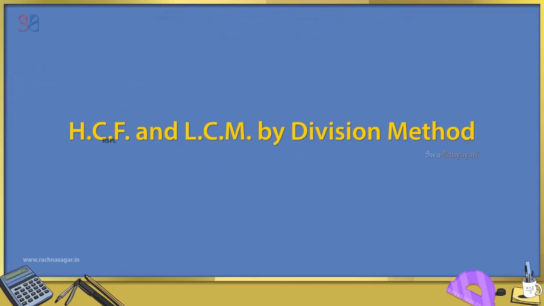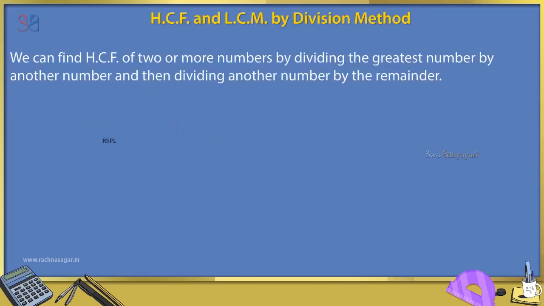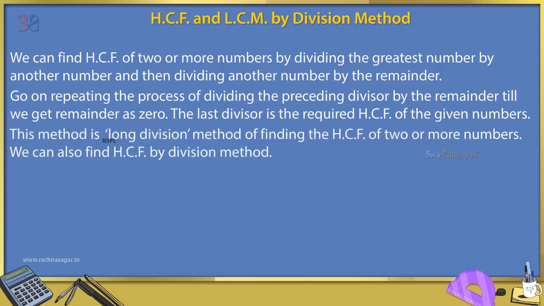HCF and LCM by division method. We can find HCF of two or more numbers by dividing the greatest number by another number and then dividing another number by the remainder. Go on repeating the process of dividing the preceding divisor by the remainder till we get remainder as 0. The last divisor is the required HCF of the given numbers. This method is long division method of finding the HCF of two or more numbers.